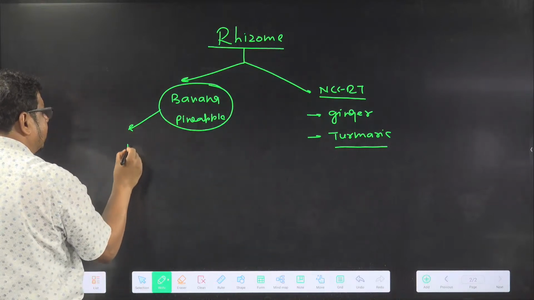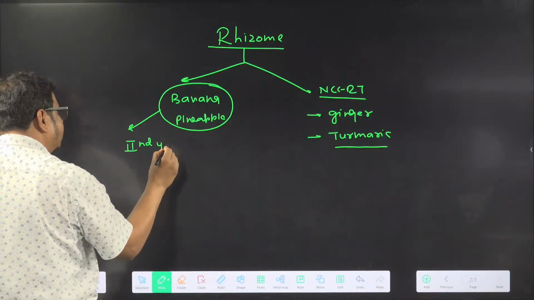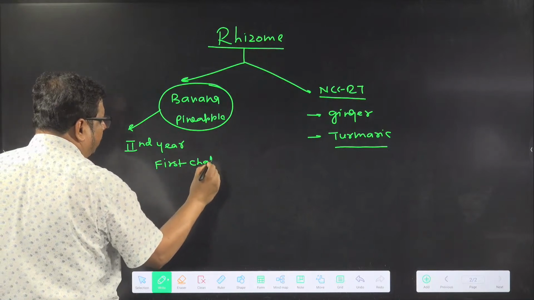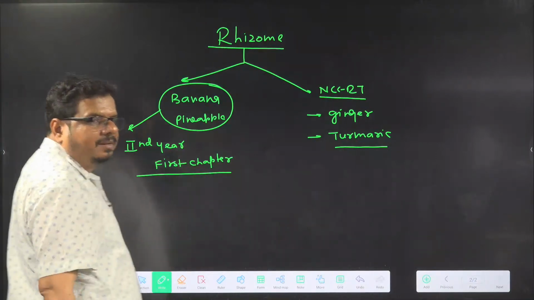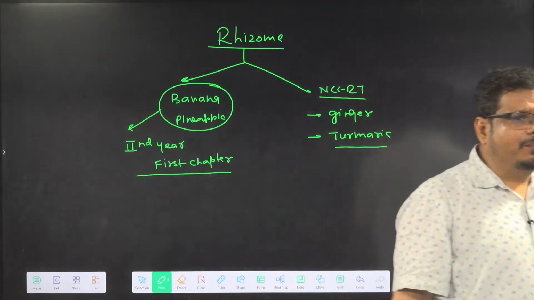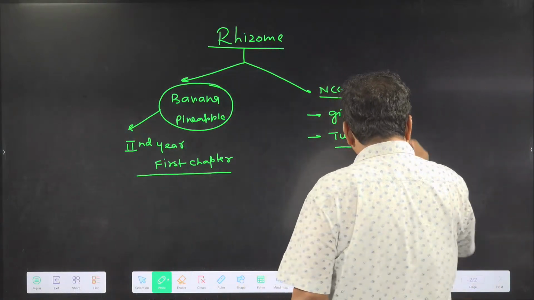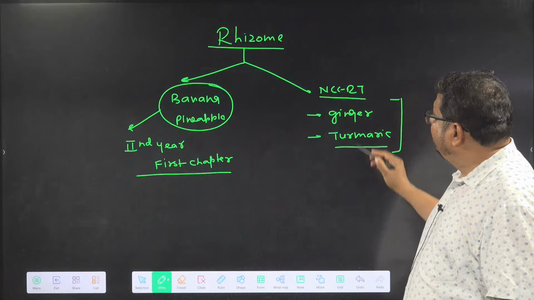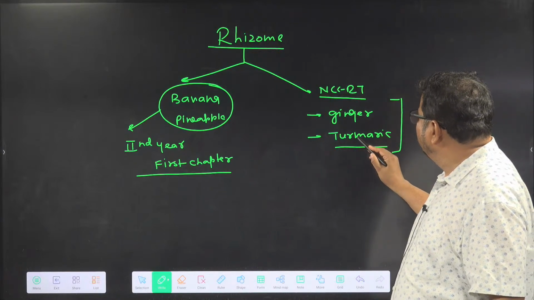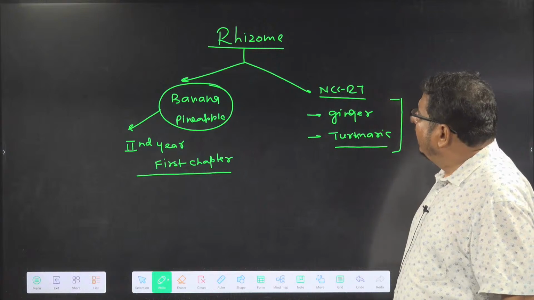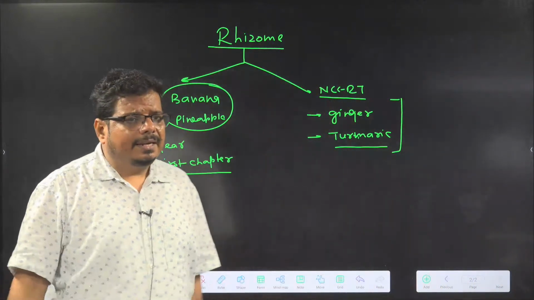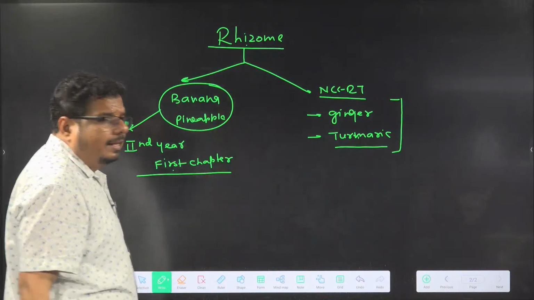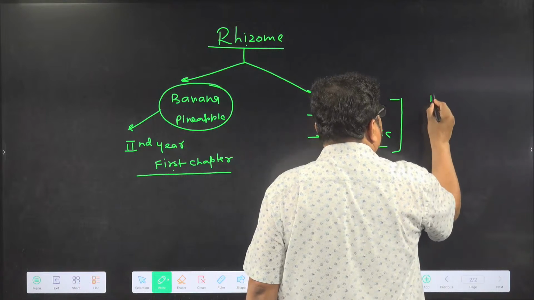In which one? Second year book, first chapter. So when you are reading, don't read with a myopic vision. Getting the things or not? Ginger and turmeric are written in morphology. In morphology, what is written? Ginger and turmeric are which one? Rhizome. And in second year, it is written that banana and pineapple are also which one? Rhizome. In first year, it is written that banana and pineapple are examples of sucker.